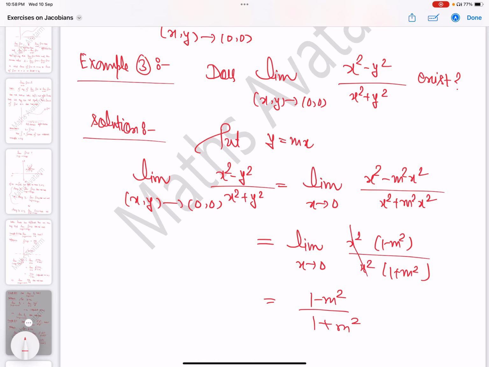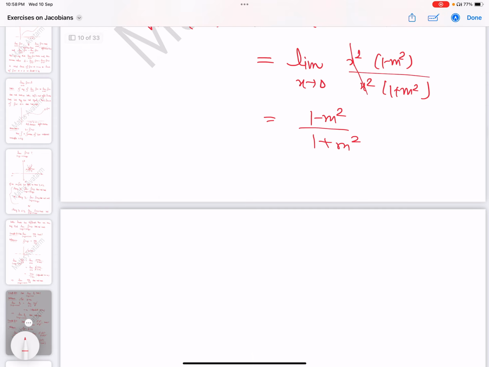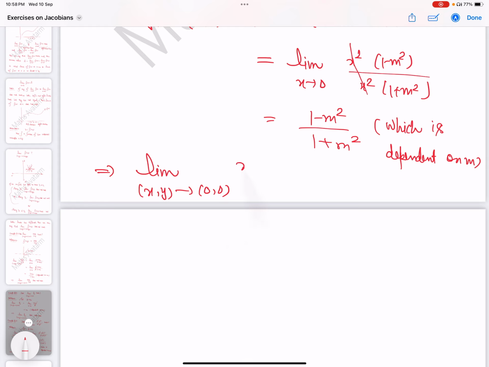Okay, again, which is dependent on m, dependent on m. So this implies the limit (x, y) tending to (0, 0) of (x square minus y square) upon (x square plus y square) does not exist. Okay.